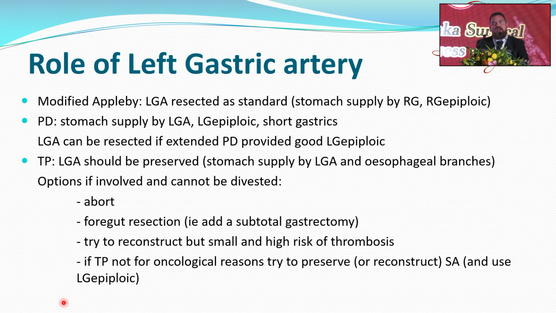So if you have large tumors of the body of the pancreas or the neck, start the dissection from there. If you can't get it, it's not bad to abort. Otherwise, you may end up doing a foregut resection, so adding to your total pancreatectomy a subtotal gastrectomy.